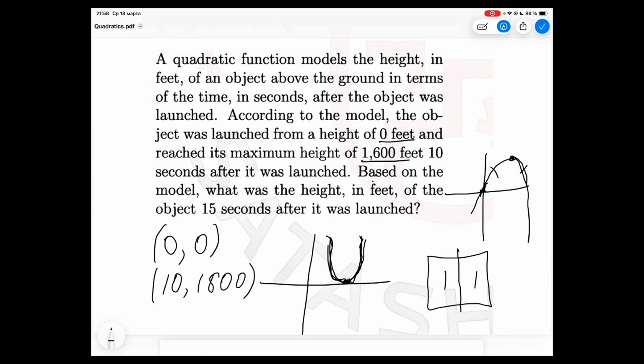You got your points, and you know that it's symmetrical. If it takes 10 seconds to reach the maximum, it's going to take the same amount of time to reach the ground. So after 20 seconds, it's going to become 0, and the answer is 120. That's it. That's the second concept that you need to know.